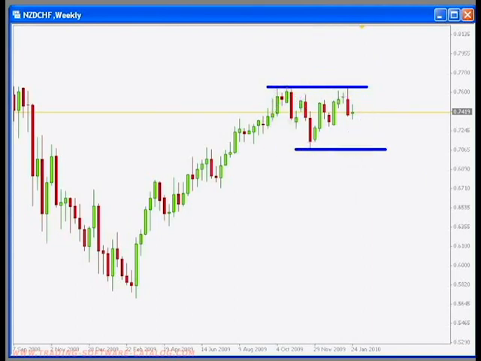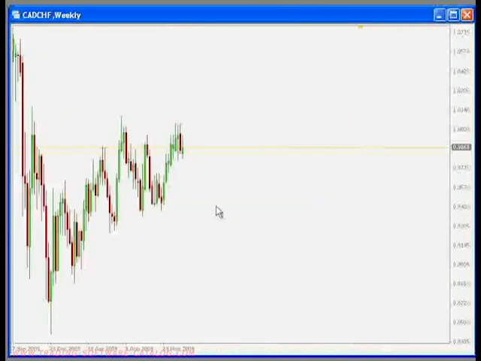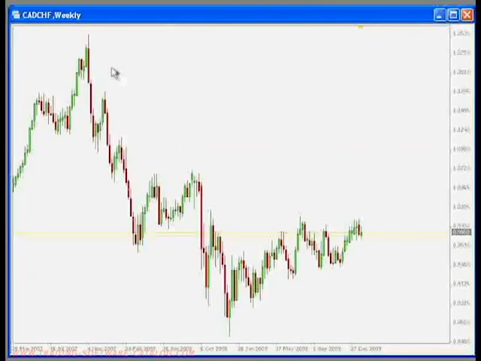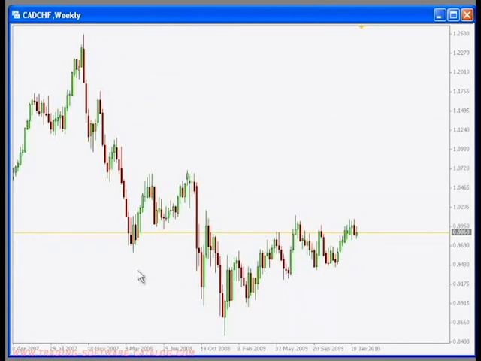All right. Let me give you another example. Canadian dollar against the Swiss franc, weekly time frame. Current market price is right there. Let me zoom out a little bit. As we can see, we used to have a downtrend in there, but it has obviously been broken. It's been broken for quite a while.